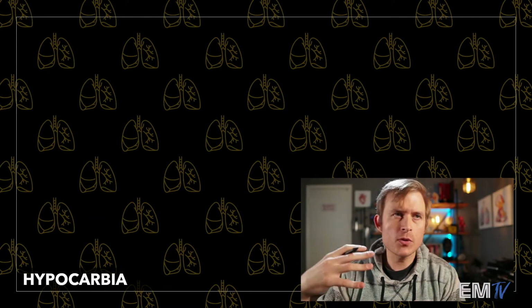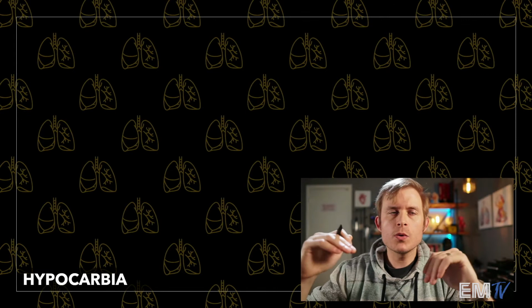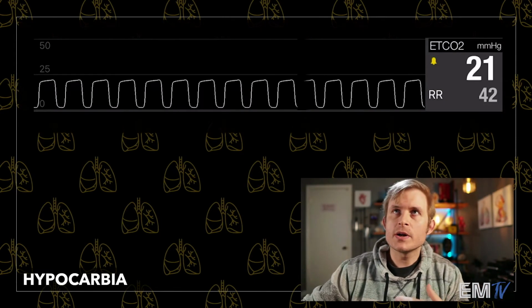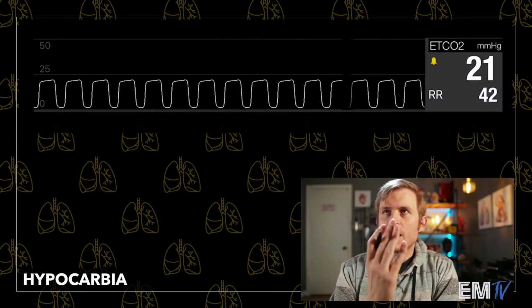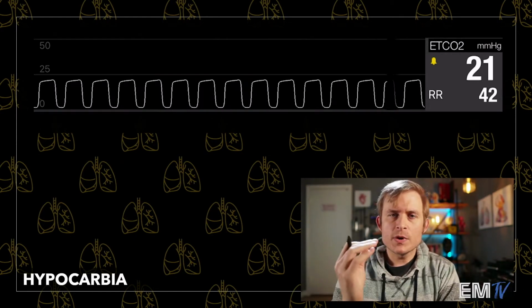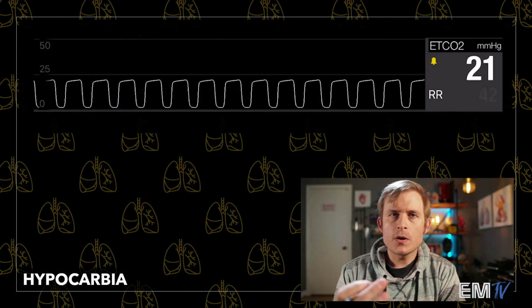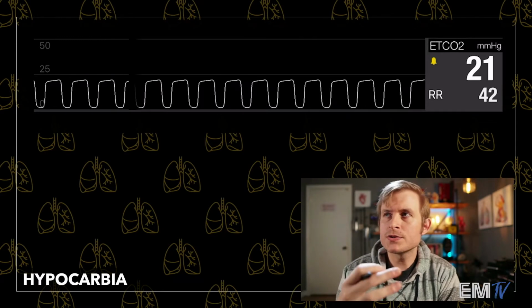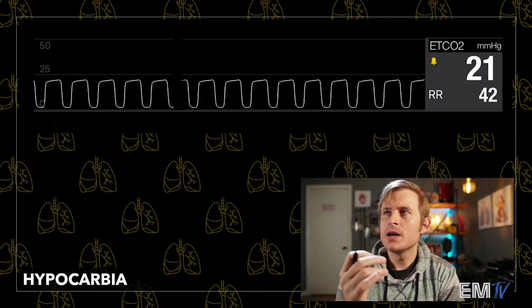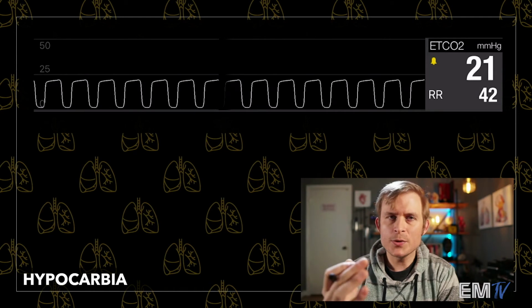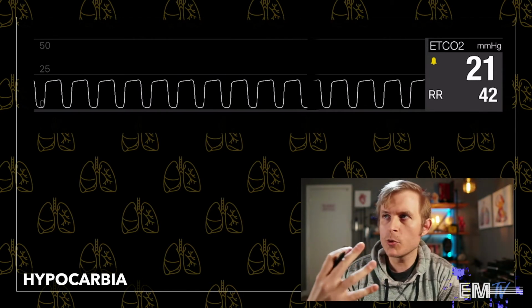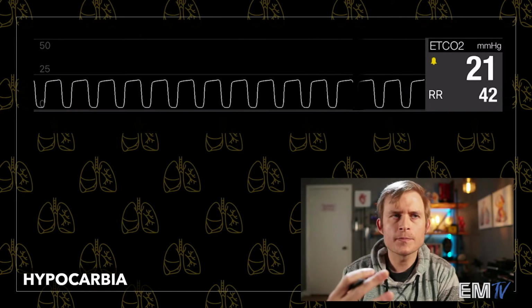This next wave I want to show you is an example of hypocarbia, as in low levels of exhaled CO2. This can be brought on again by a variety of causes. As you can see in this waveform here, the respiratory rate is in the 40s, so our patient is hyperventilating, and this could be from, again, metabolic causes or psychological causes, but what you're seeing here is a marked decrease in the amount of exhaled CO2. So the waveform is the same kind of shape like a normal wave, however, it's much, much smaller.